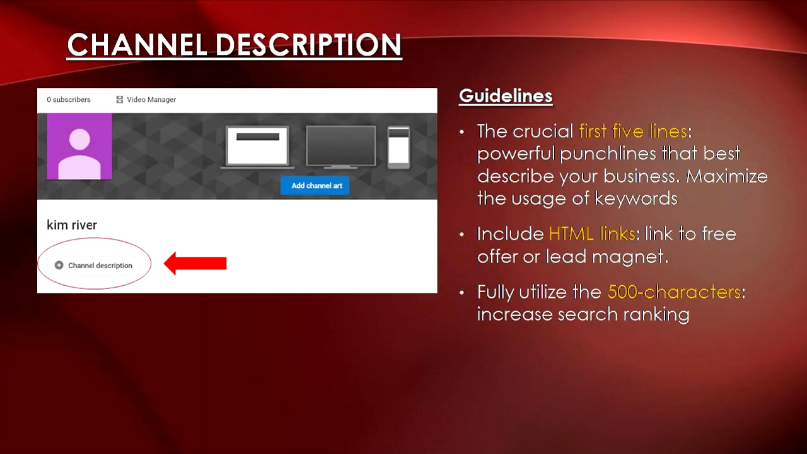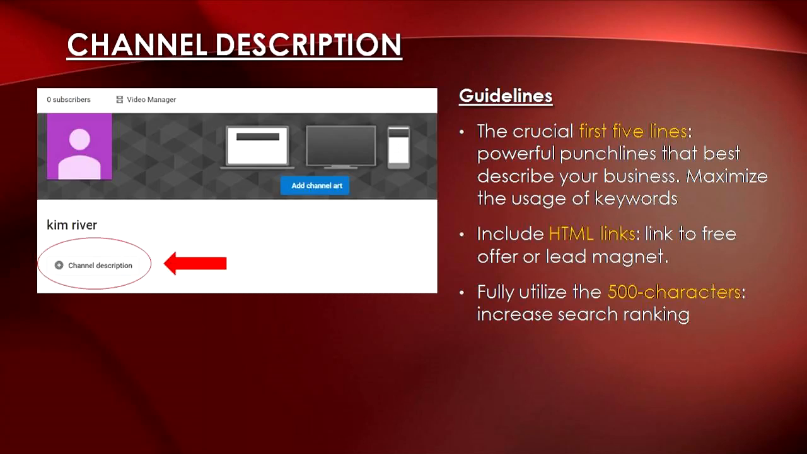The crucial first 5 lines. The first 2 lines of the description box are displayed next to your video in search and when posted on social media. Write powerful punchlines that best describe your business. Maximize the usage of keywords that will increase your ranking in search engines. Include HTML links. Include links to any other related sites to your business. You can also include a link to your free offer or lead magnet if you have any.